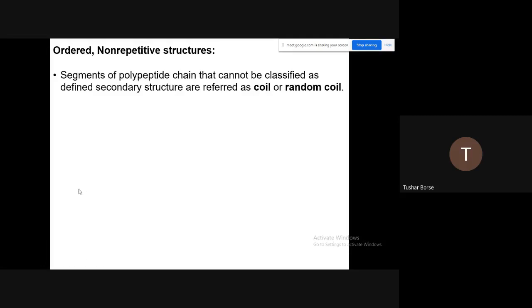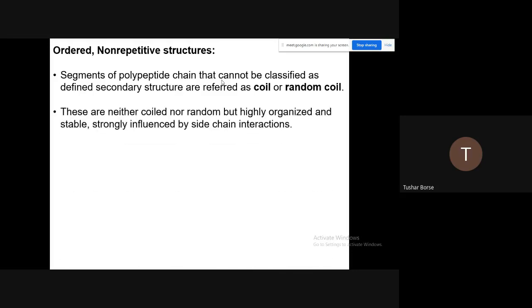These are the segments of the polypeptide chain which cannot be classified as having some specific secondary structure. So it is simply a coil, or a random coil, as you can call it, because it does not have any alpha helical or beta sheet type of structure. But these are neither coiled nor random; they are highly organized and stable, and they are also strongly influenced by side chain interactions. I'll show you the images and that will give you an idea.